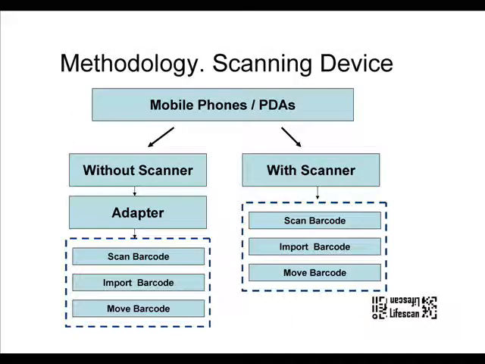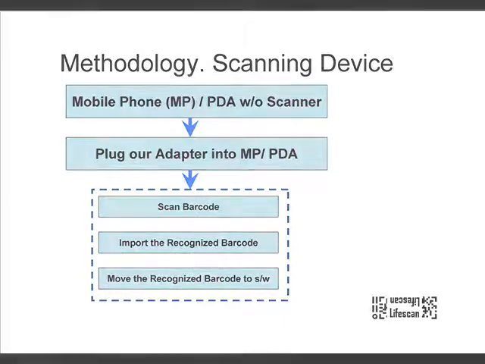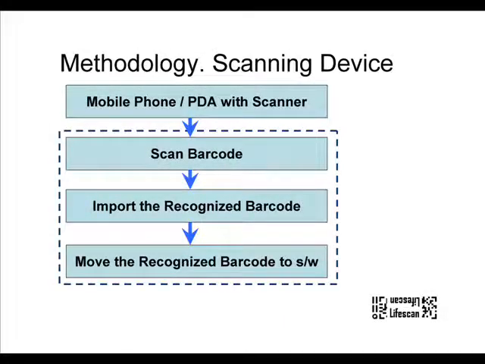No matter what type of PDAs or mobile phones you have, you can still use LiveScan. It's because we designed an adapter for you. Follow easy steps and you will enjoy the fun things offered by us. If your PDAs or mobile phones have no scanner, you can simply plug our adapter into your PDA or mobile phone. Follow the steps, scan the barcode, import the recognized barcode and move the recognized one to the software. You will enjoy it. If your mobile phones or PDAs are a newer model, great! Follow the easy steps and get fun from us.